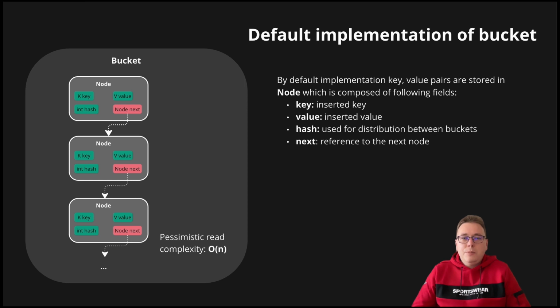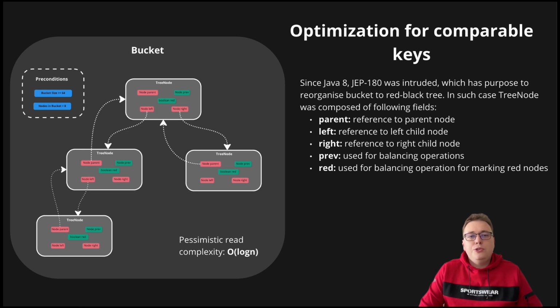Now it's worth mentioning a special HashMap optimization introduced with Java 8. This version introduced JEP 180, which aims to optimize HashMap reads in cases when buckets contain many elements. Optimization can be applied only when the key implements comparable interface and can optimize read complexity to O(log n). In such cases, the bucket is reorganized into a tree structure. As we can see, nodes are extended with new fields for tree navigation, references for child nodes left and right, and reference to parent node. Additionally, there are fields for tree balancing operations like red and prev.